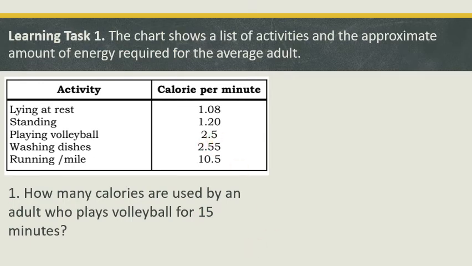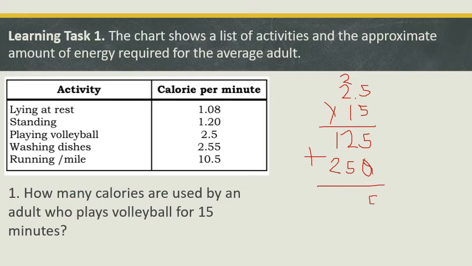I-multiply lang natin. So, yung 2.5 times 15. Okay, so 5 times 5 is 25. Carry 2. 5 times 2 is 10 plus 2 is 12. Then next, 1 times 5 is 5. 2 times 1 is 2. And then, i-add natin siya. 5 plus 0 is 5. 2 plus 5 is 7. 1 plus 2 is 3.